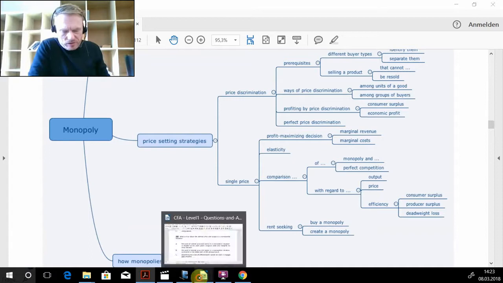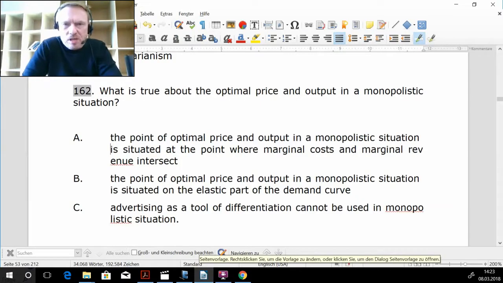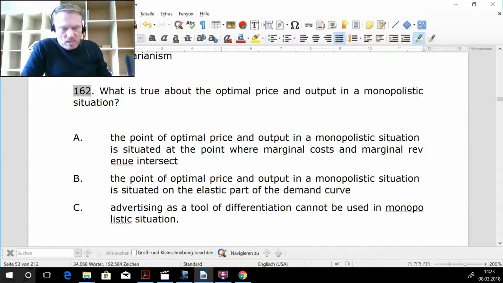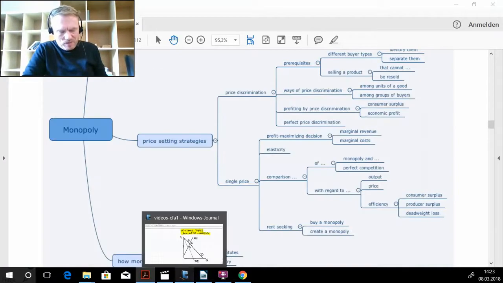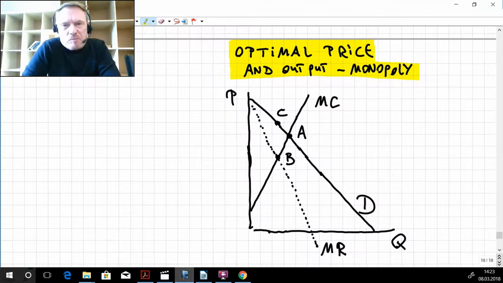Let's take a closer look at, for example, question 162 of my mock exams CFA level 1. And like, for example, question A. And again, exactly one question is true, the others are not. Question A. The point of optimal price and output in monopolistic situation is situated at the point where marginal costs and marginal revenue intersect. Let's see what's true and what is not. Here, the optimal price and output.